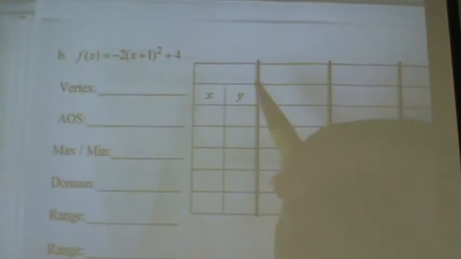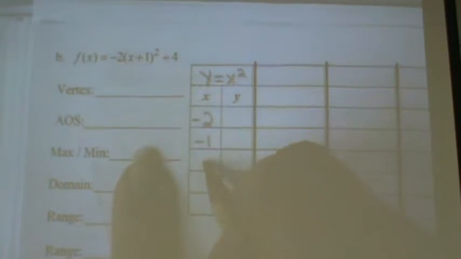All right, we're gonna graph y equals negative 2 times (x plus 1) squared plus 4. So what I want you to do is state the points of your parent function: negative 2, negative 1, 0, 1, 2. And you're gonna square these, so 4, 1, 0, 1, 4.